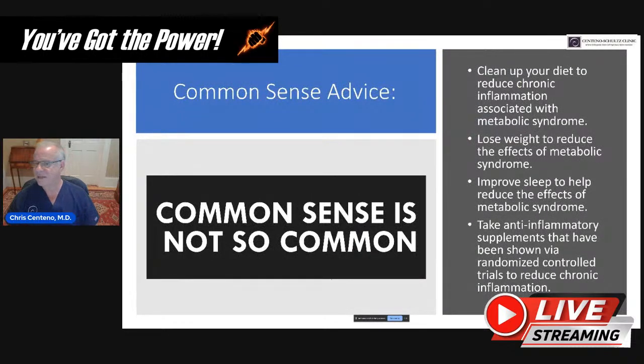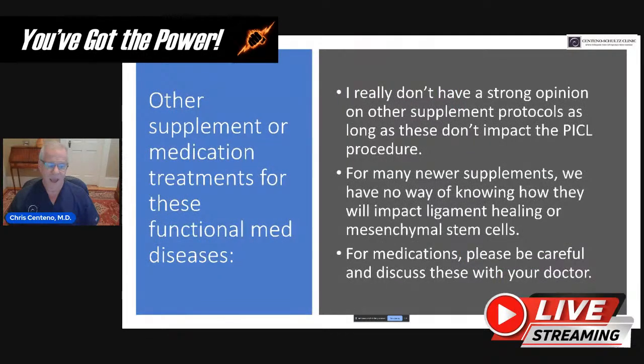And then just common sense advice, as I've been talking about: clean up your diet, lose weight, improve your sleep, take anti-inflammatory supplements that have randomized controlled trials that show that they tend to help people with chronic inflammation or things like arthritis. And listen, if you want to try some supplement, medication, or protocols or treatments for these functional medicine diseases, I don't really have a strong opinion one way or the other, just as long as that doesn't impact what it is we're trying to do with your PICL procedure.